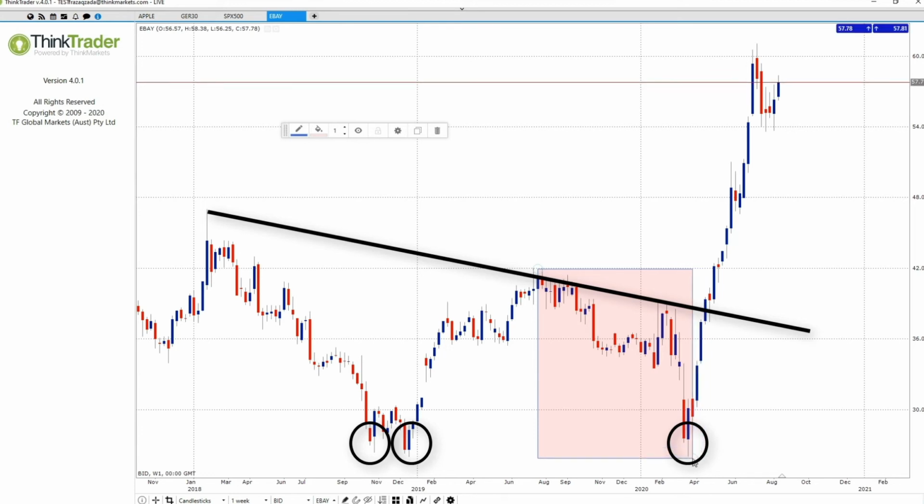So if I get the height of the pattern and clone this, add it to the top of the breakout area, which is roughly here, you can see that price has already reached the intended objective for this bullish formation.